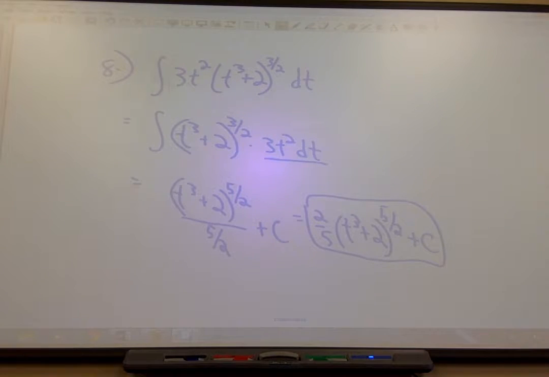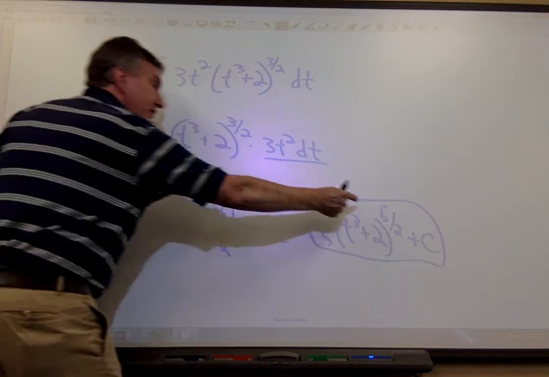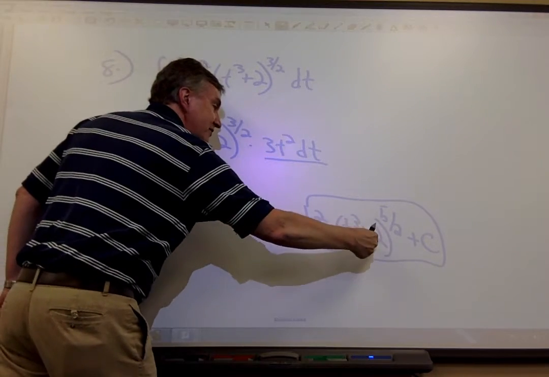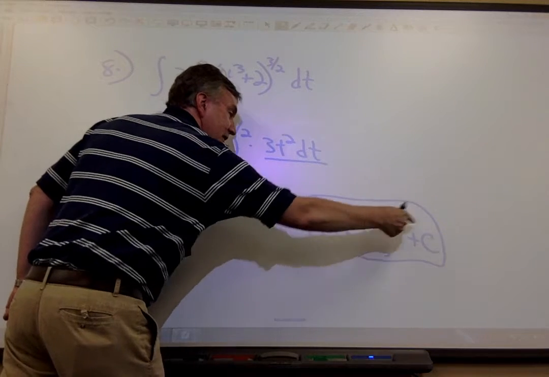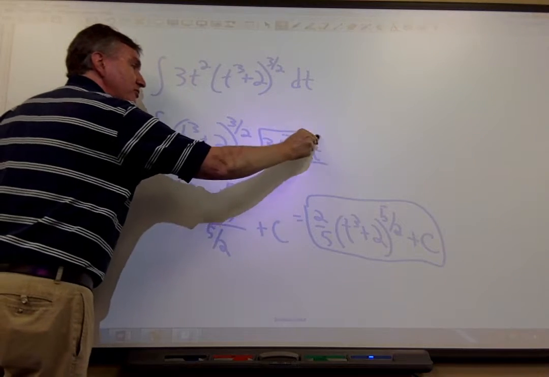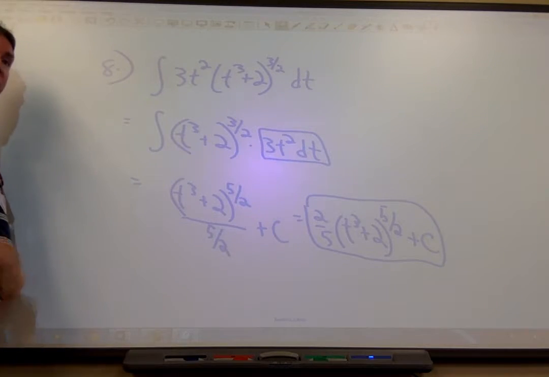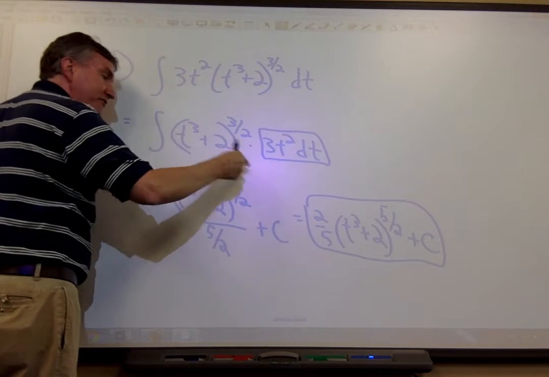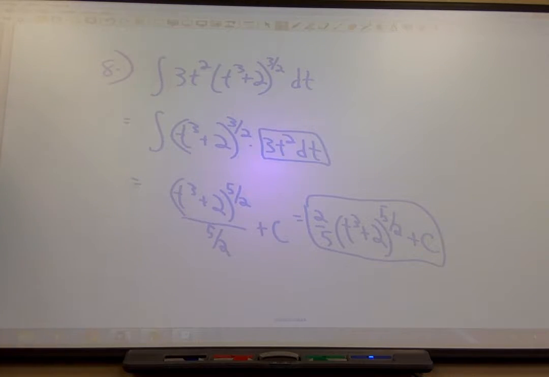Do you see if you took the derivative of your answer, the 5 halves and the 2 fifths would cancel, times this to the 3 halves, times 3t squared? You would get that, wouldn't you? But sometimes it's hard for people to think, well, where did this go? Well, that just needs to be there so I can go backwards. This is no longer there if I add 1 and divide by the new exponent. It's just the power rule. What do you think?